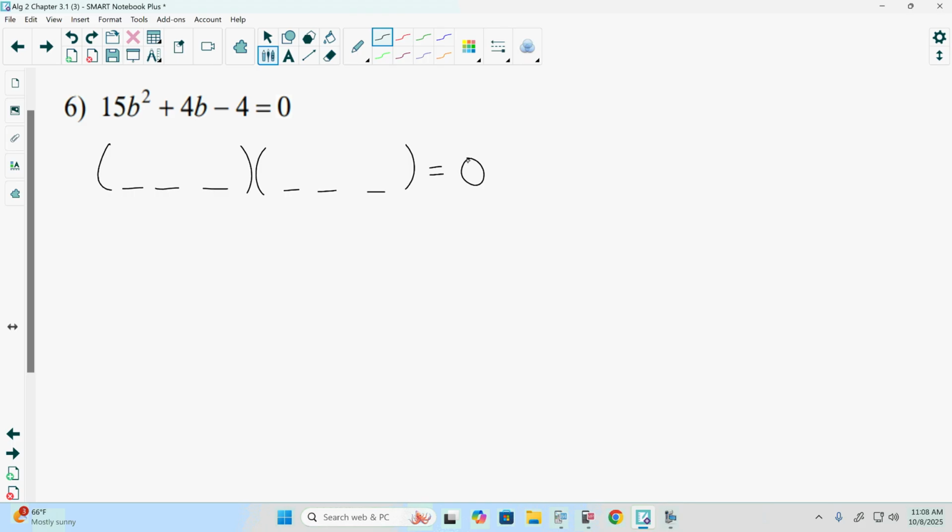Now we need to find the signs. If the third term is positive, the signs are the same and match the sign of the middle term. If the third term is negative, the signs are opposite. So here the 4 is negative, so our signs are opposite. Doesn't matter which one we set is positive, which one we set is negative. One of them has to be negative, one of them has to be positive. So we set one is positive, one is negative.